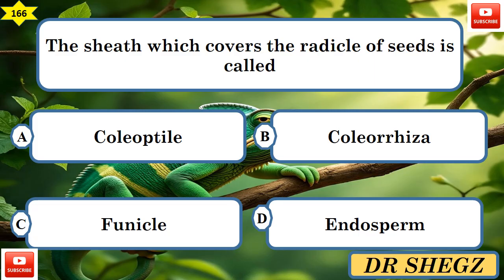The sheet which covers the radicle of a seed is called coleorhiza. So the coleorhiza covers the radicle and the coleoptile covers the plumule.